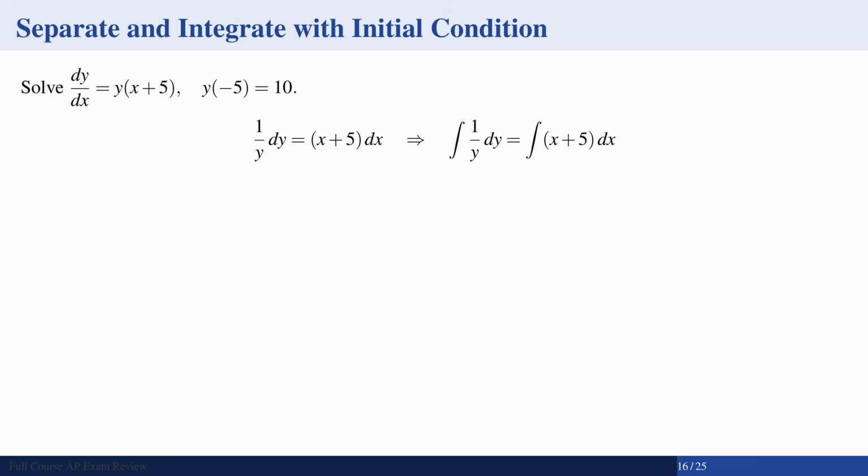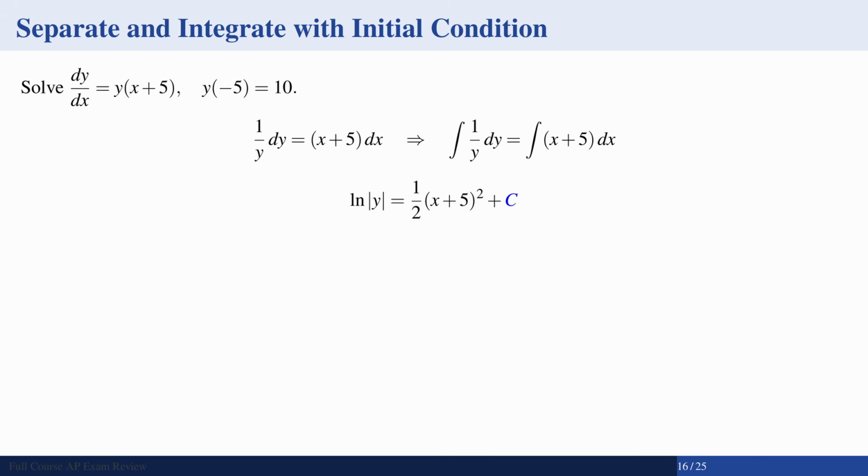So we separate. We get 1/y dy is the quantity x plus 5 dx. We throw some integral signs on that. The antiderivative of 1 over y dy is natural log of the absolute value of y. On the right-hand side, we get 1/2 the quantity x plus 5 squared, or you get 1/2 x squared plus 5x, and then a plus c. It doesn't matter which one you go with, you'll get the same answer.